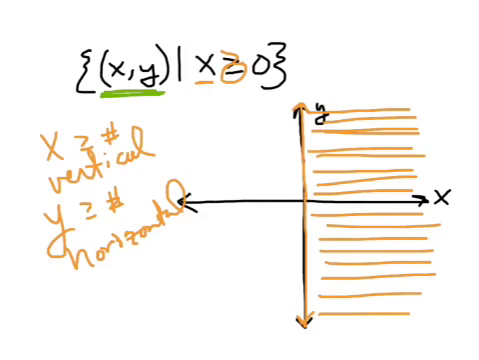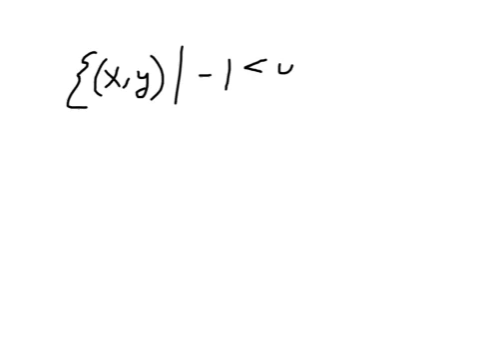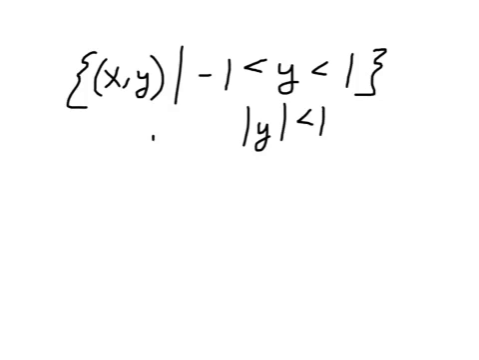Now, the next one that I'm going to give you is very similar to this, except now we're going to deal with a y. So I've got x, y. Again, that's just a notation thing. -1 is less than y, which is less than 1. This notation could also be the same thing as the absolute value of y is less than 1. So just so that you know that those are the exact same things.